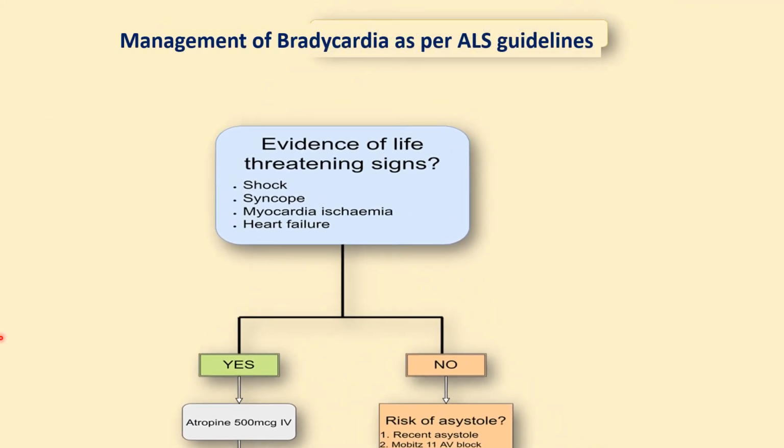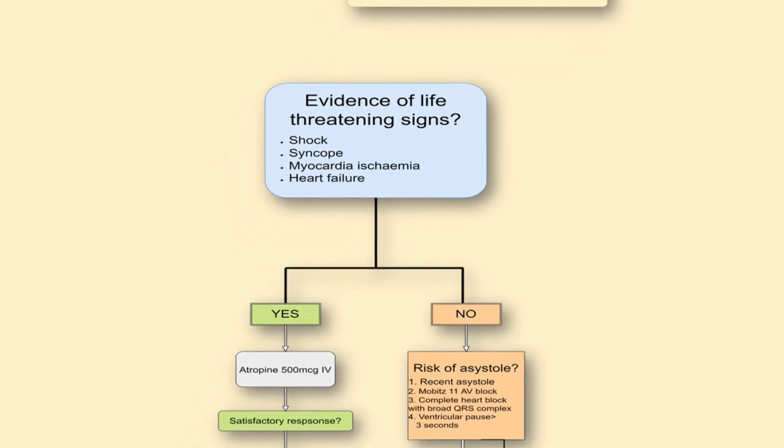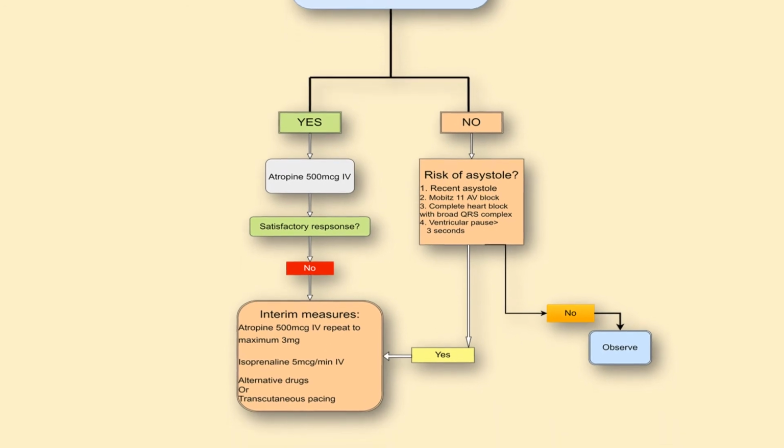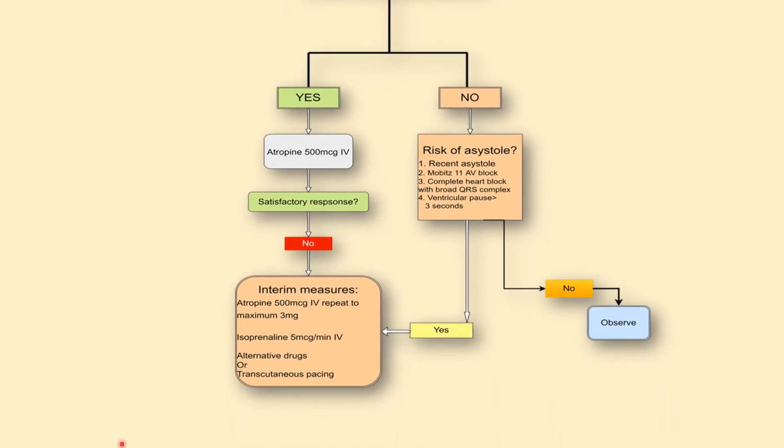If any of the life-threatening features is present, the patient should be given injection atropine 500 micrograms intravenously. The dose can be repeated up to 3 milligrams in total if there is no satisfactory response. If there is still no improvement in the patient's condition, then the patient should be started on isoprenaline infusion 5 micrograms per minute or transcutaneous pacing while the preparation is being made for transvenous or temporary pacemaker.